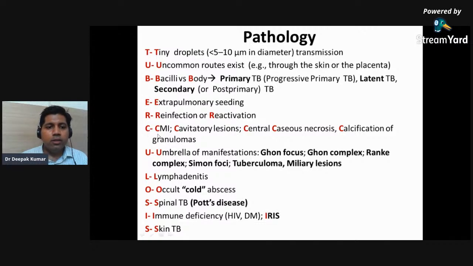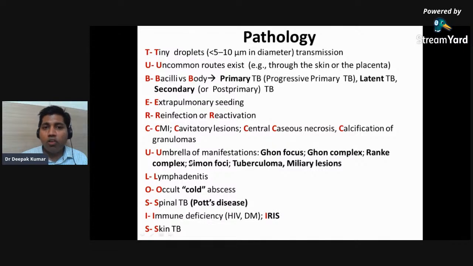Okay, and next is C. C for cell mediated immunity. Normally when there is a body response, we determine whether it is a humoral mediated response or cell mediated response. Here in tuberculosis, it is the cell mediated immunity that takes more part. And we discussed how the cavities are formed, because granulomas happen with cell mediated immunity, and there is central caseous necrosis of the granuloma, resulting in cavity formation. So cell mediated immunity, cavitated lesions, central caseous necrosis, calcification, all those things are in C.